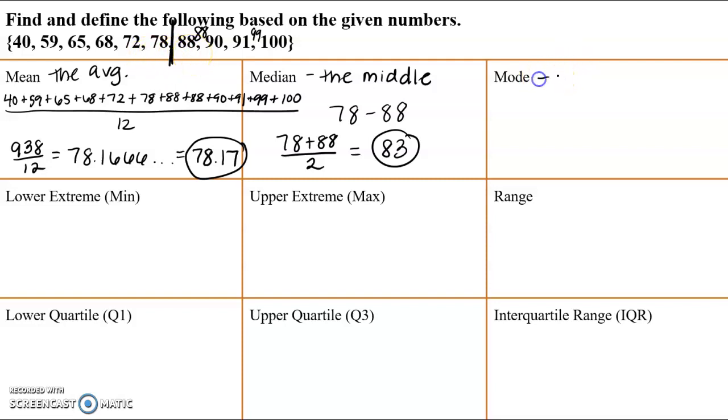The mode is the one that occurs the most. So occurs means happens the most. If we look at this, there was only one number that happened more than once, and that was 88. So 88 is our mode.